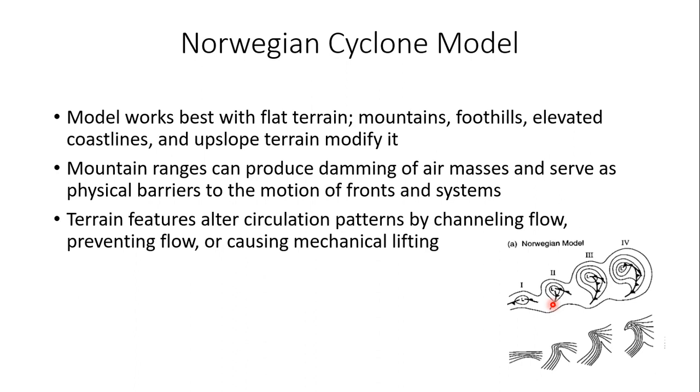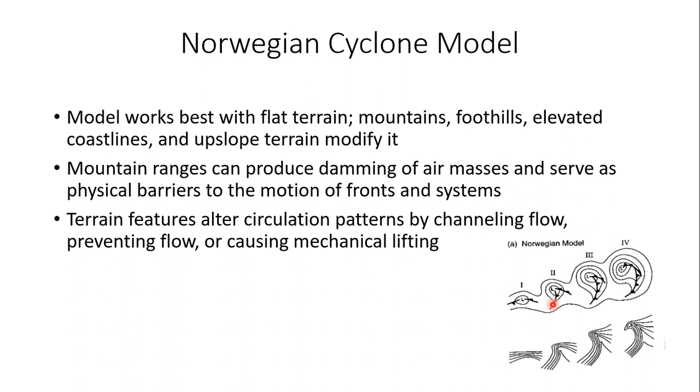Now, the Norwegian cyclone model generally works best when we're dealing with flatter terrain. Mountains, foothills, elevated coastlines, and upslope terrain are going to modify the model. Okay, so when we look at the unimpeded progress of cyclonic curvature, the winds turning in towards low pressure at the surface, we really look at the model using flat terrain, because mountains and elevated areas are going to definitely modify the airflow.